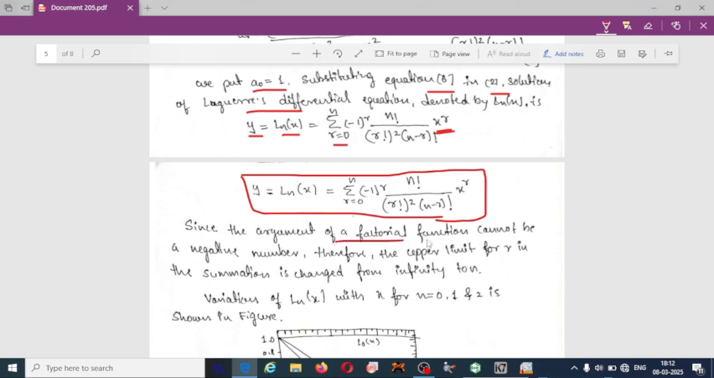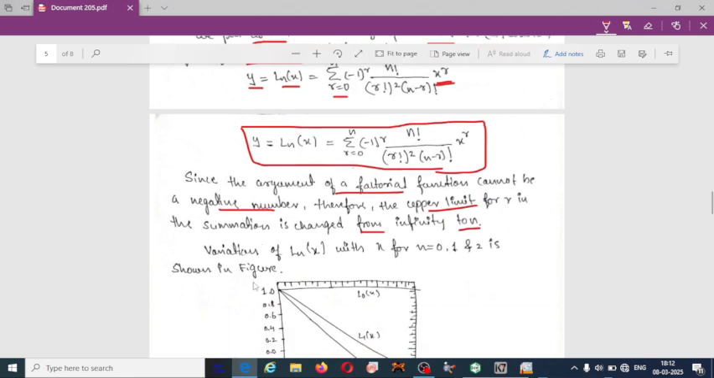Since the argument of a factorial function cannot be a negative number, the factorial terms involved, n factorial and r factorial, should not be negative numbers. Therefore, the upper limit for r in the summation is changed from infinity to n. Instead of r equal to 0 to infinity, we have taken n, because the factorial term should not be negative.